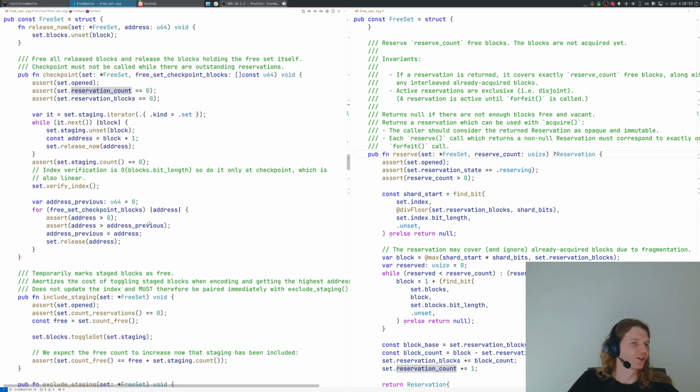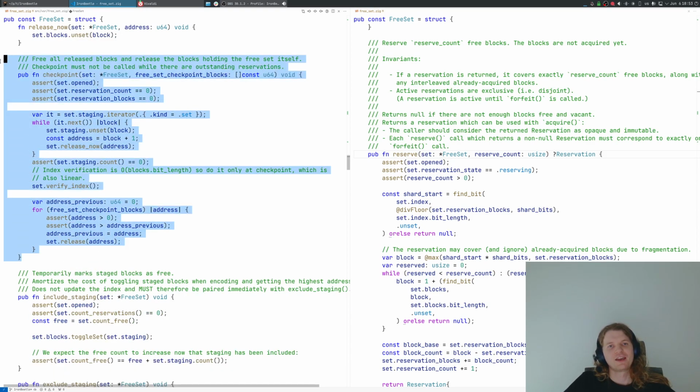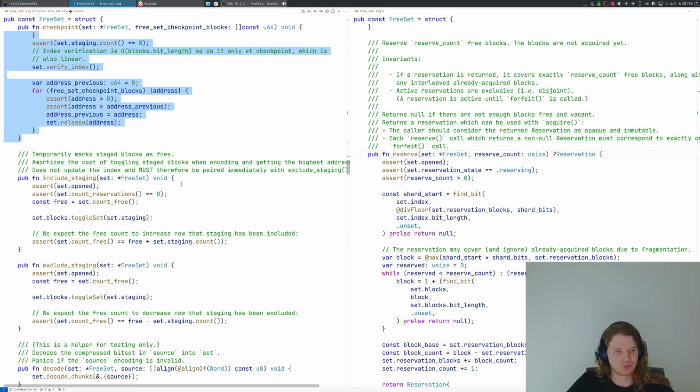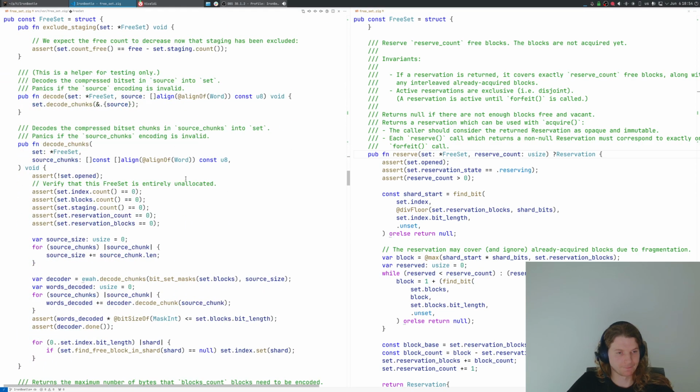Okay, this is going to be extra tricky: how we actually do the checkpoint, how we actually flip this reserved bit set into the free bit set. But I guess I'm going to punt on that until next time, because it's tricky and we don't have much time to discuss it today.